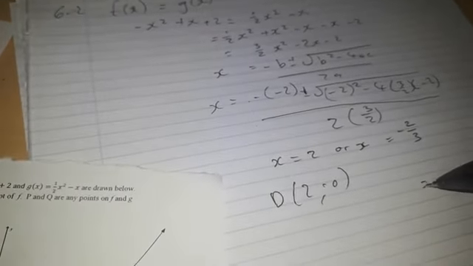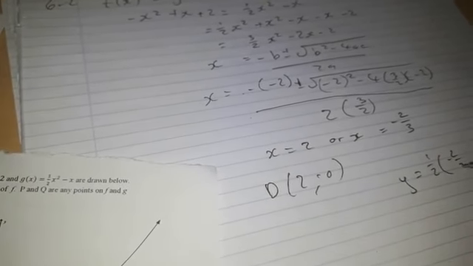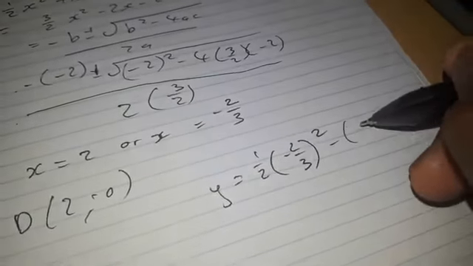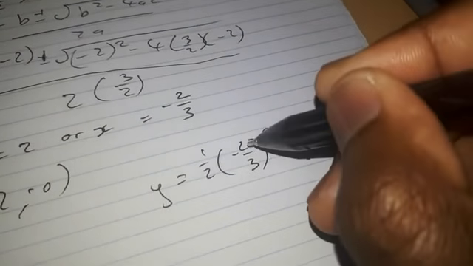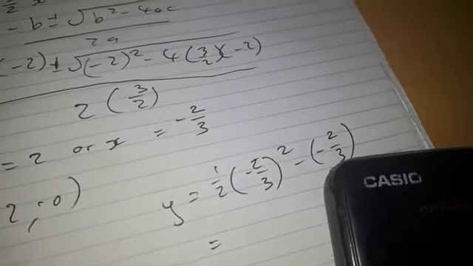Let's see here. So this is going to be y is equal to a half, negative 2 over 3 squared, minus x, so we're minusing negative 2 over 3 again. And then all this into your calculator. Let's see here, half.